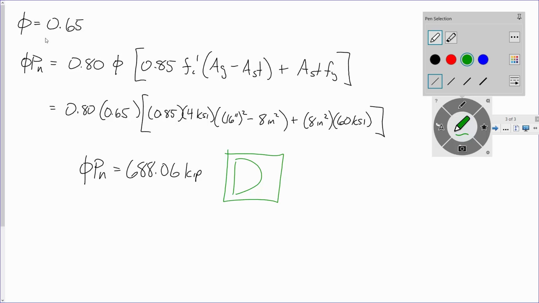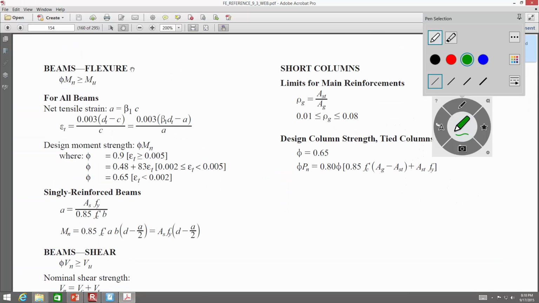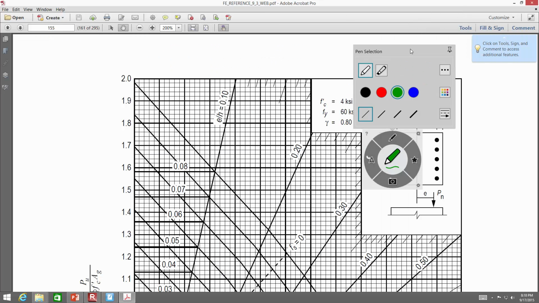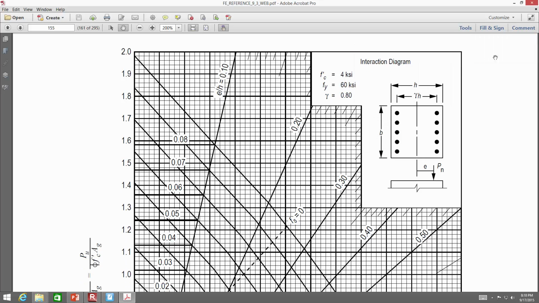Everybody good? All right. So here's what's going on with the beam column problem, and I might throw this in next year's review. Here's your beam column interaction chart. So if you remember, these are basically just PM curves for different beam columns of different dimensions.